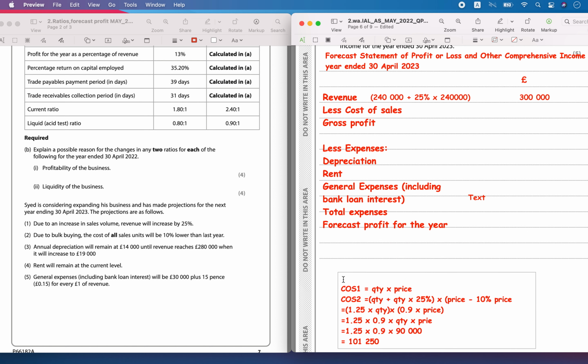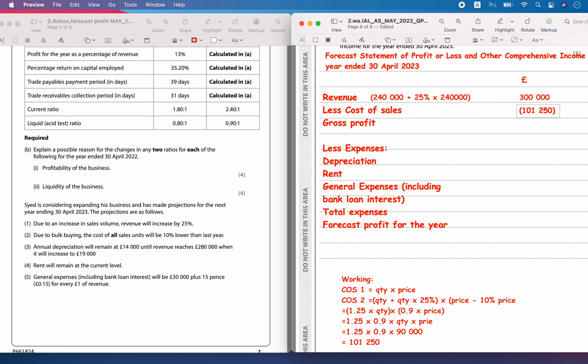So the cost of sales is 101,250. Then let's calculate the gross profit. So gross profit is 300,000 minus 101,250. That will be equal to 198,750. Okay.